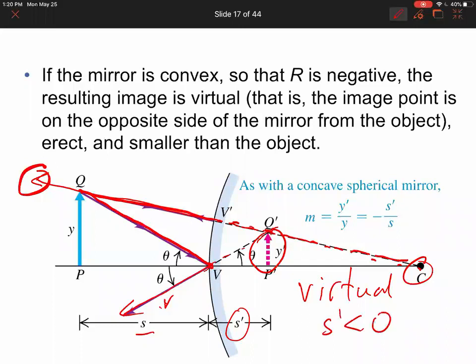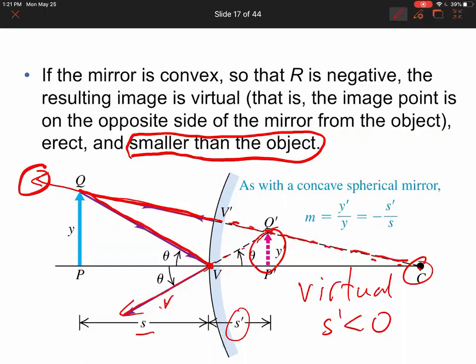What I can also see here is that the image is smaller, and it's always going to be the case. That means convex spherical mirrors always give you a virtual, smaller image, and that's it. There are no other cases. It doesn't matter where the object is. It can be 10 centimeters, 100 centimeters, 500 centimeters from the mirror. You get exactly the same thing.